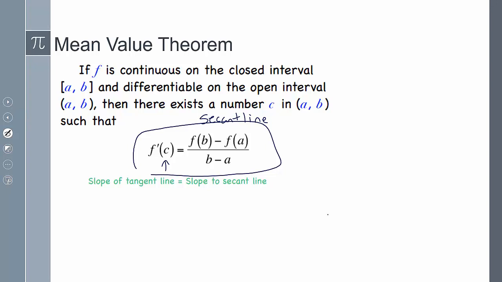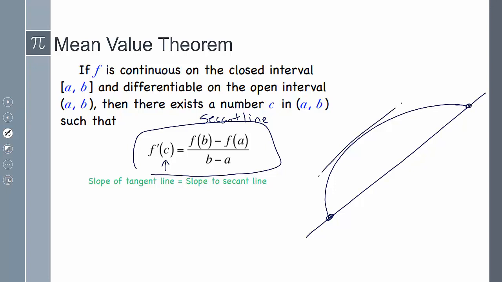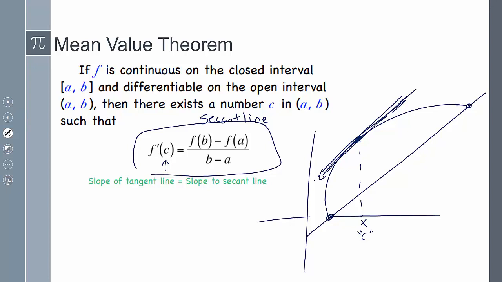A quick visualization, let's just say my function did this. That's not really a function, is it? The idea is that somewhere between those two points there's some value c for the x. If this is like some sort of xy table, there's some value of x or c in which I could say that slope is the same. That's all that that's saying.